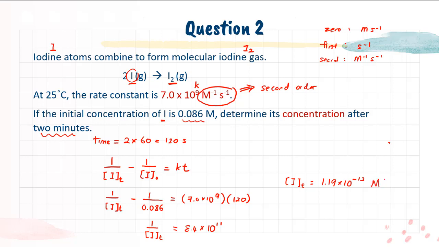So choose the formula accordingly. The integrated rate equation is used for you to do calculations according to the overall order of the reaction.